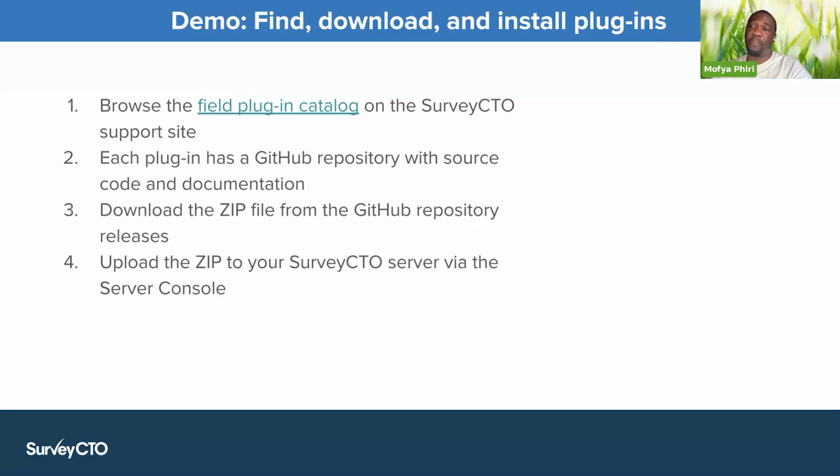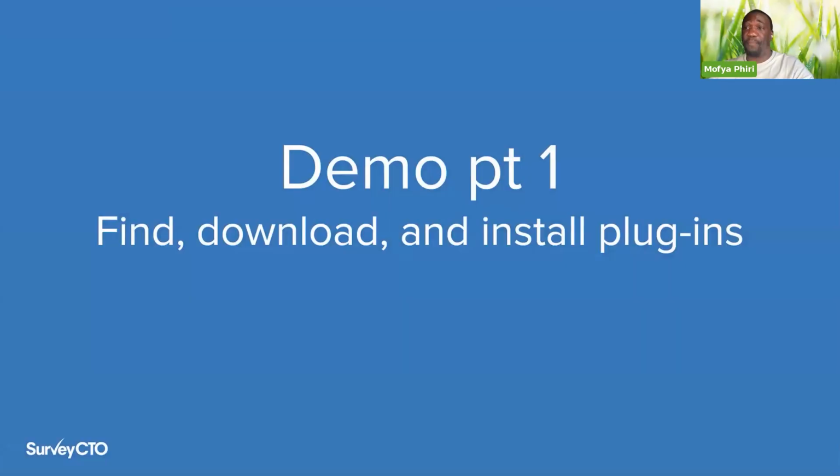Most of them come with a sample form. You can download the sample form, upload this to your server, and you'll then be able to actually work through them, look at how they work and things like that. So essentially what we are saying is from the catalog, download the field plugin, upload it, attach it to your form, and you are pretty much ready to go. And that basically moves us to the first part of our demo.